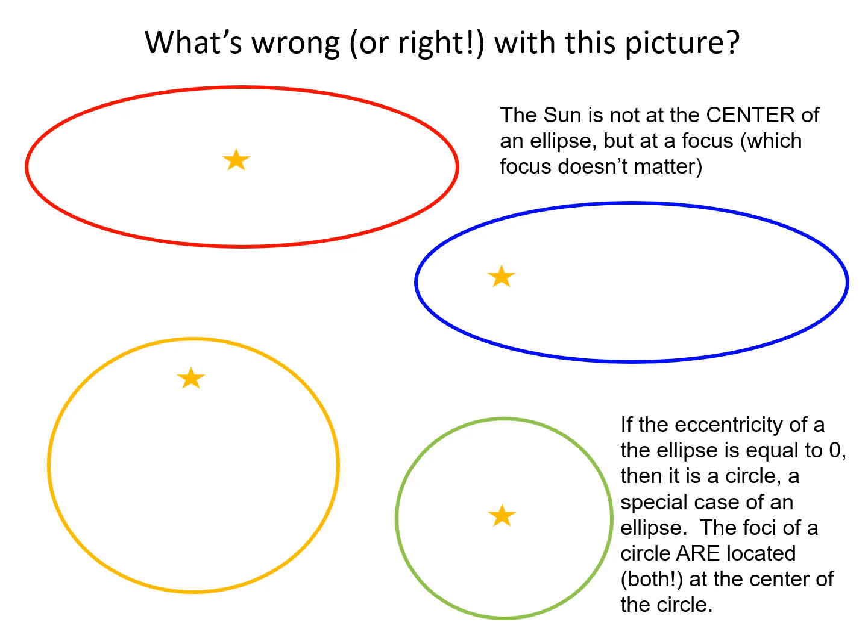Here we have the yellow orbit with the Sun off-center. The yellow orbit seems to be mostly circular, and so given a mostly circular orbit, the two foci are both located near the center of the circle. For an ellipse of eccentricity equal to 0, a circle, the special case of an ellipse, the Sun will be located right at the center of the circle.